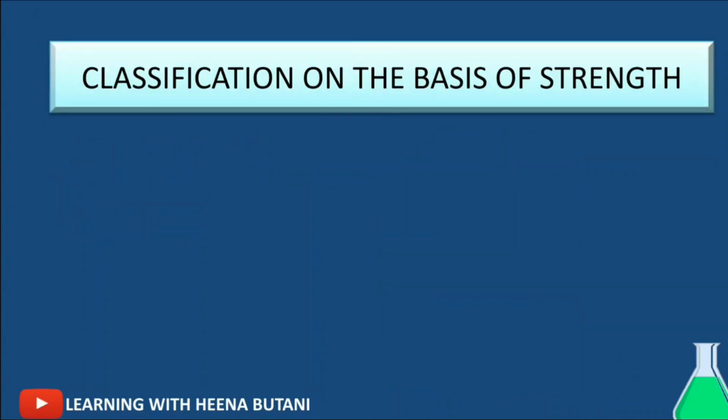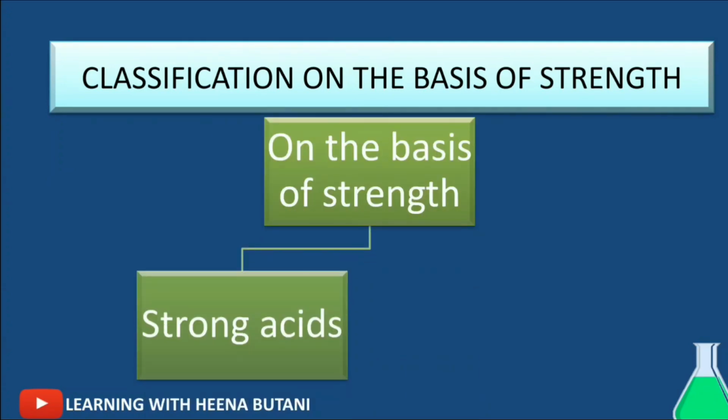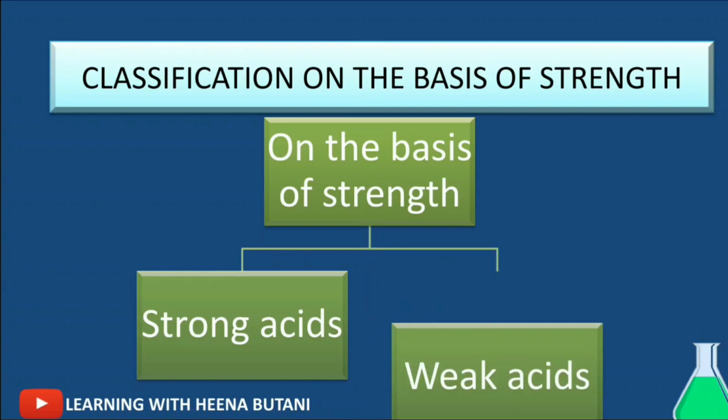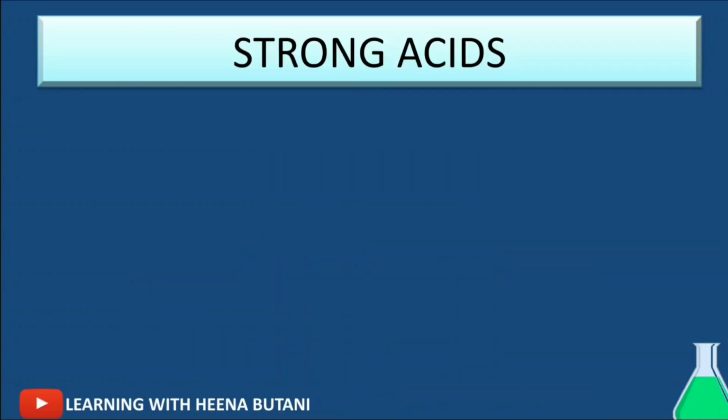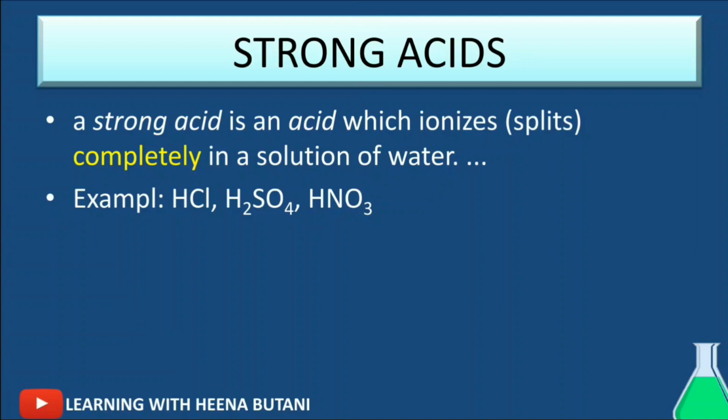Now we will discuss classification on the basis of strength. On the basis of strength, acids are classified as strong acids and weak acids. Now, what are the differences between strong acids and weak acids? First of all, strong acids. What are strong acids? A strong acid is an acid which ionizes or splits completely in a solution of water. It means all the molecules of acid dissociate completely in water.